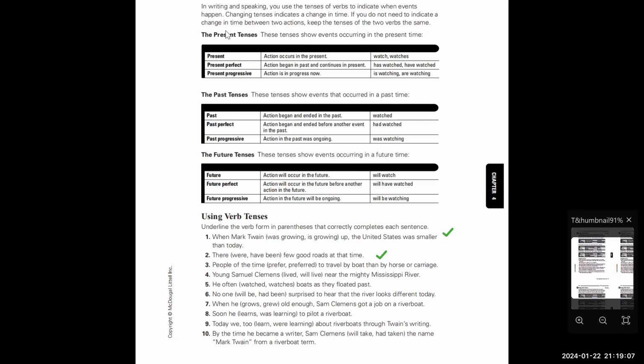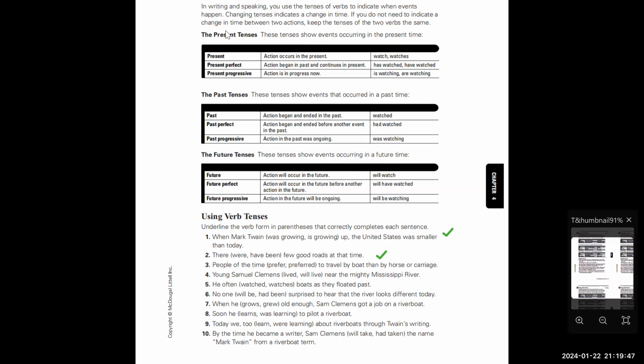So I think this one, "young Samuel Clemens" means when Samuel Clemens was young, he used to live near the mighty Mississippi River. That's why it's not very obvious, because the "young" there seems like part of the name. It's like part of the name, but it's not. "Young Samuel Clemens lived near the mighty Mississippi River." Understand? Do you get it? Yes. Okay.